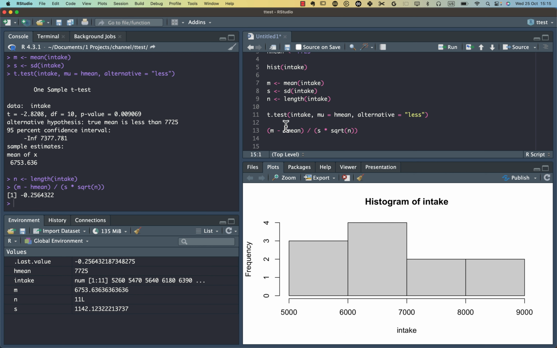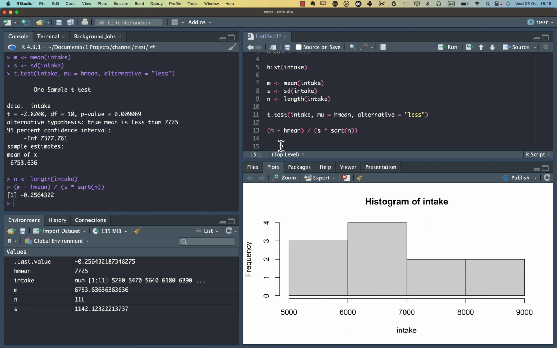Of course, you can look this up from the table of t-test values, but here we're going to show you how to get this empirically. So the p-value says that under the null hypothesis, assuming that the data really comes from a population whose mean is 7725, the p-value is the probability that you would get a t-statistic as extreme or more extreme than this value here.